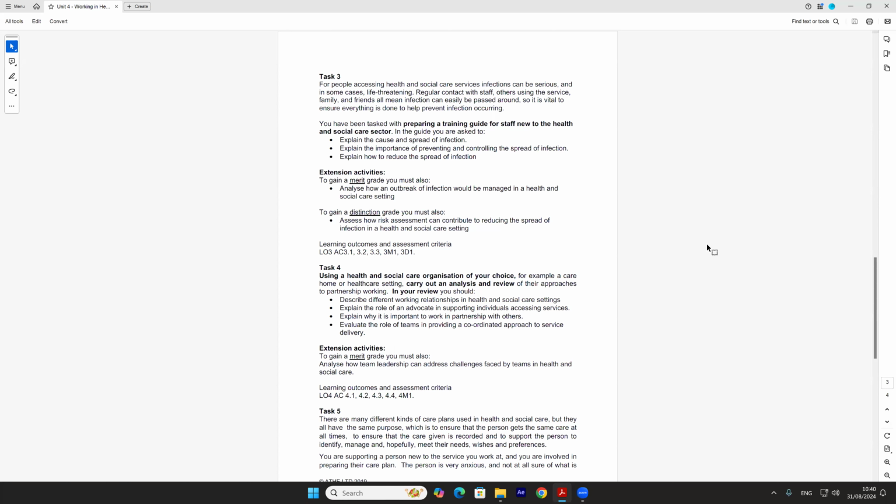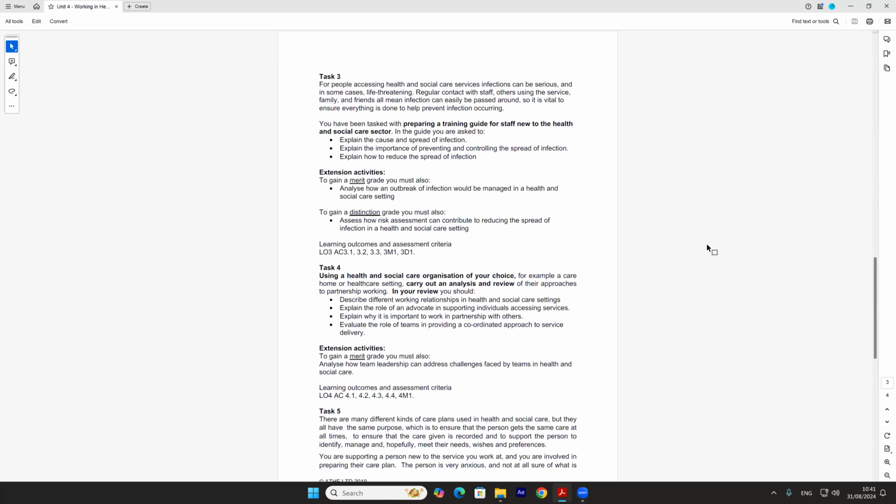Then we have isolation procedures. So in some cases, isolating infected individuals from others can prevent the spread of highly contagious infection. Then we have vaccination. So encouraging vaccination among staff and individuals receiving care helps prevent the spread of vaccine preventable diseases. As we all have experienced during the COVID pandemic, these measures are crucial in breaking the chain of infection. So, by applying these practices, healthcare providers can protect themselves and those in their care.